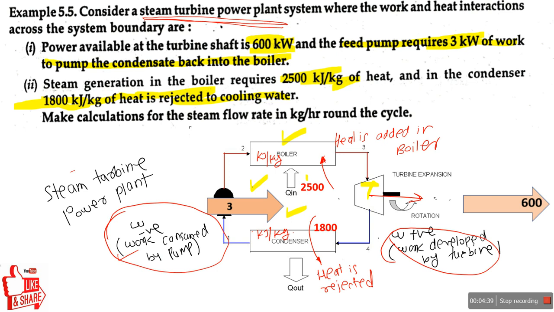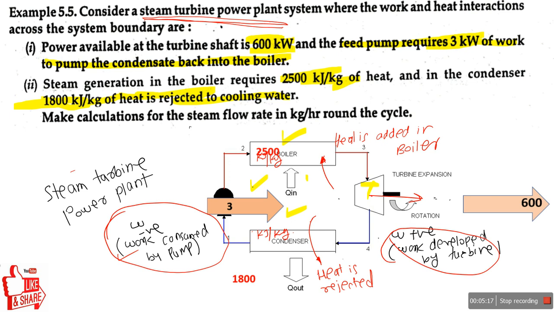The boiler consumes heat, so heat added in the boiler is positive. Following the sign convention, if you see the animation here, 2500 kilojoule per kg is the amount of heat we added in the boiler. And the role of the condenser is rejecting heat, around 1800 kilojoule per kg. So the steam rejects its heat and cools down, and that steam is converted into water, the condensate, and the cycle repeats again and again. These are the steam power plants.